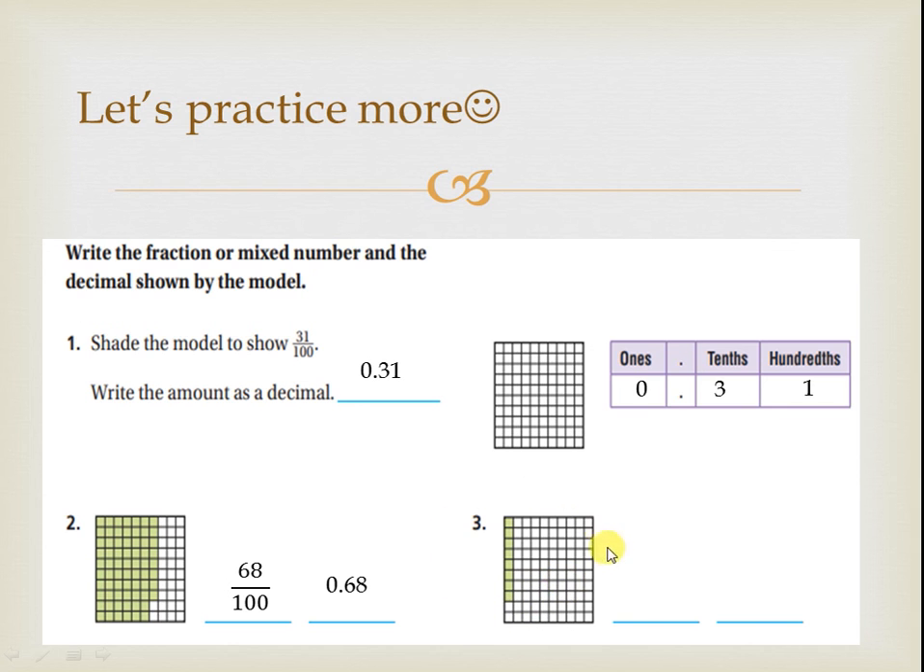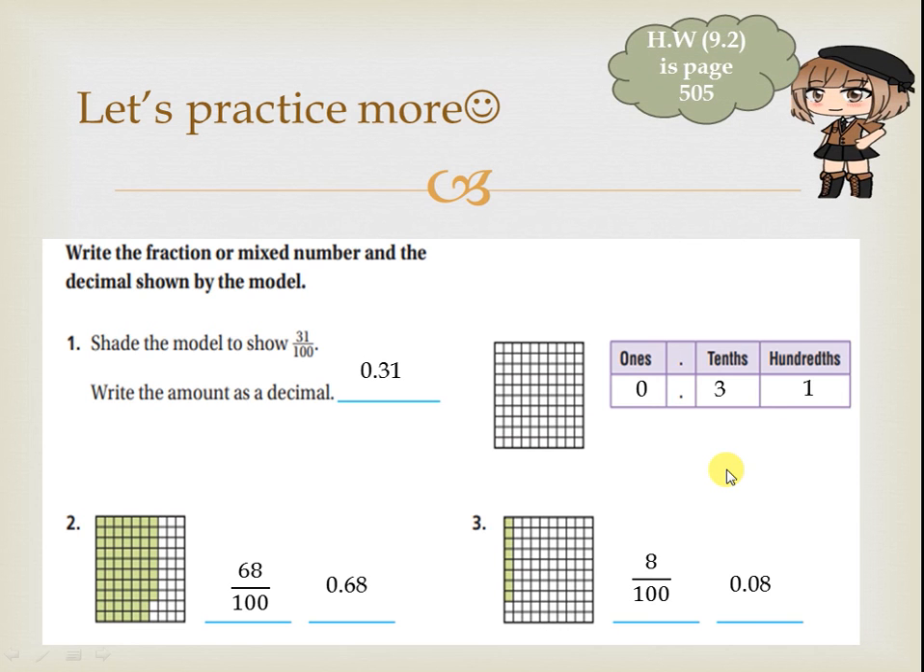Now look here with me. How many parts in all? It's 100, so the denominator will be 100. And how many colored parts? It is 1, 2, 3, 4, 5, 6, 7, 8. So it is 8 over 100. So look here with me. Don't write 0.8. No, 8 here is in the hundredths place. So we put it in the second place like here. So it would be 0.08. Don't get confused.